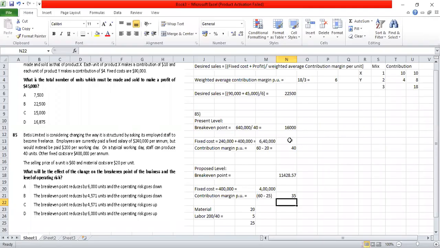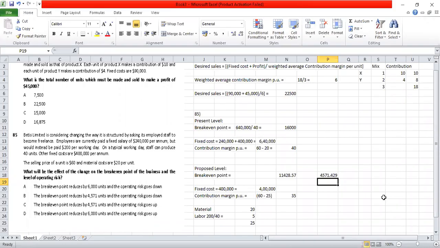So earlier their break-even point was 16,000. Now the break-even point is 11,429. So what is the difference? Earlier it was 16,000, now it is 11,429. So the break-even point is reducing by 4,571 units. So we have two options, option B and option C, talking about the break-even point reducing by 4,571. That's the first part of it.